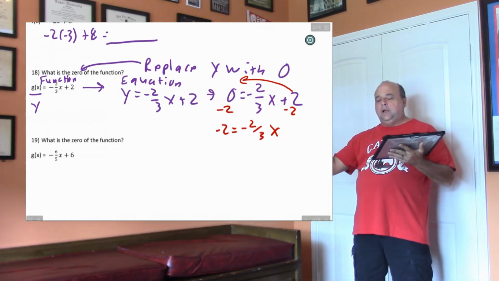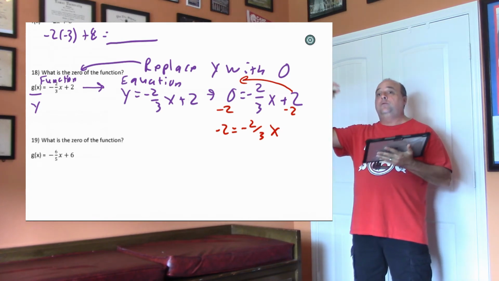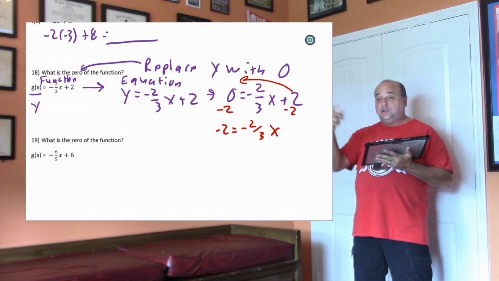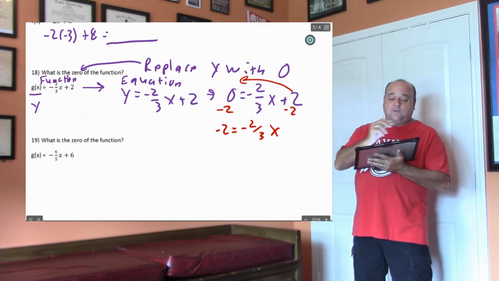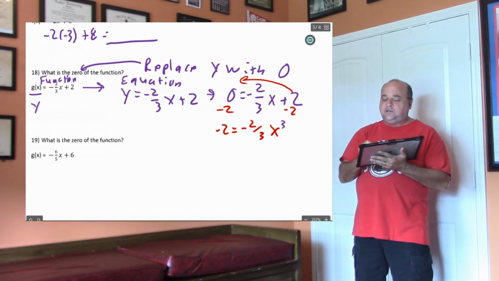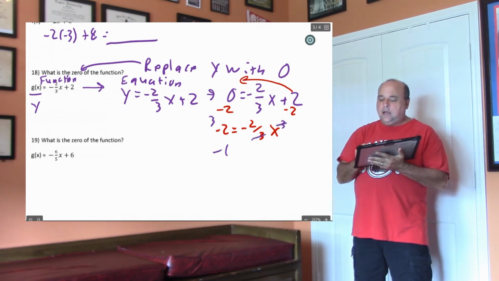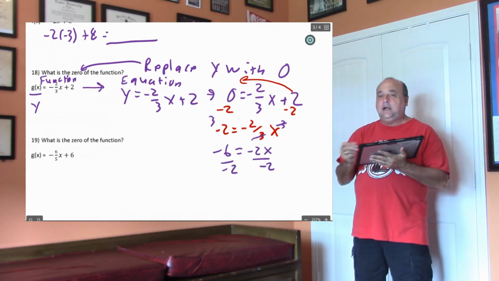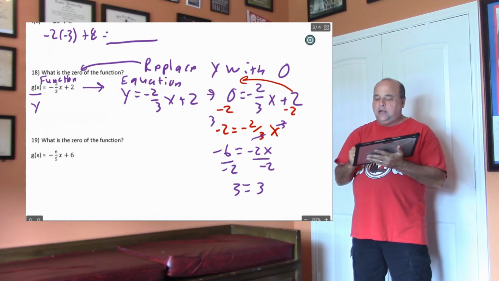Okay, now then there's two ways to do this. You can multiply by the reciprocal, you can divide. Some of your teachers told you divide. I'm going to get rid of the fraction the way I taught you, so the fraction is 3. These cancel out. I'm going to get -6 equals -2x, and then I'm going to divide by -2. And I'll end up with 3 equals x.